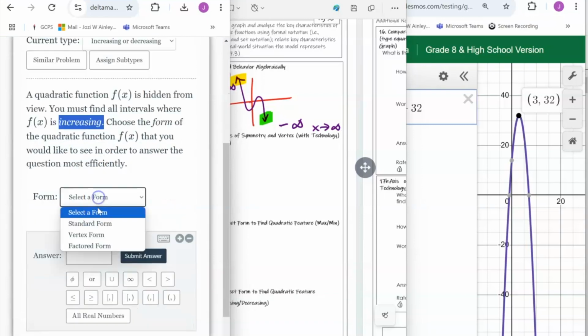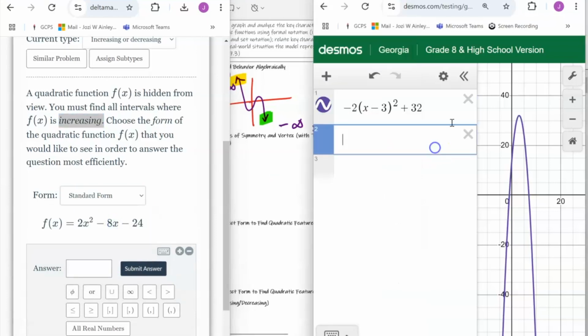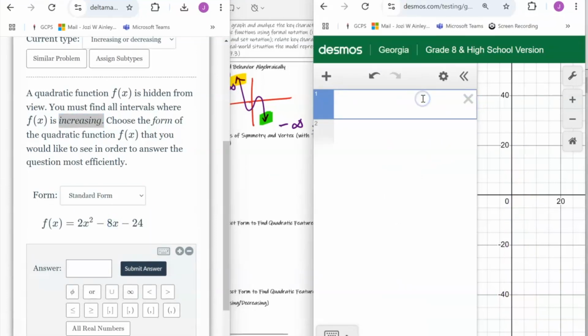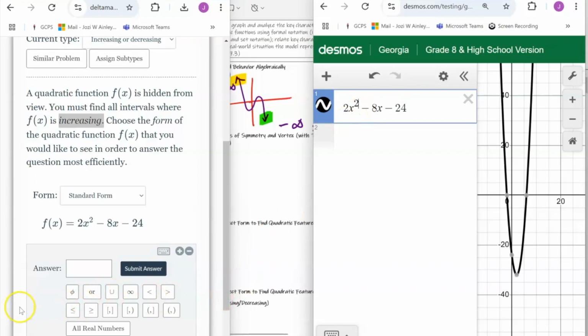So again, increasing and decreasing, there's a form that makes it easy, but it doesn't matter because what? I'm putting it where? In the calculator. So 2x squared minus 8x minus 24 right up into the calculator. And again, make sure you're typing exactly what you see, and that is why you double check, Miss Ainley.